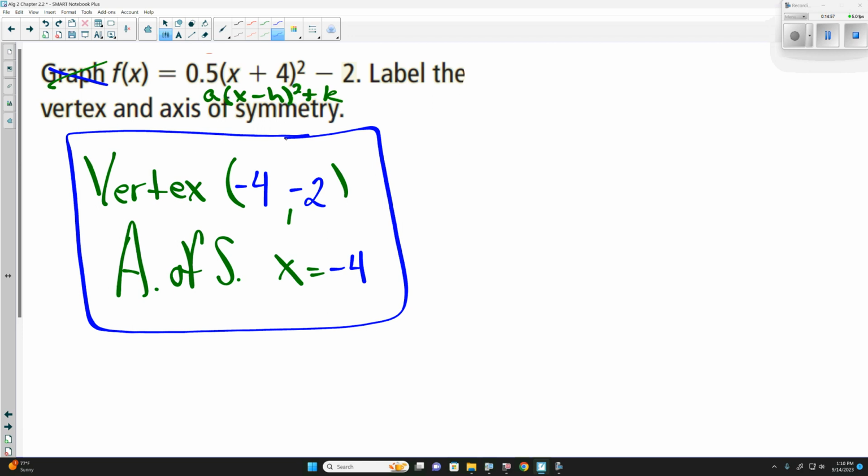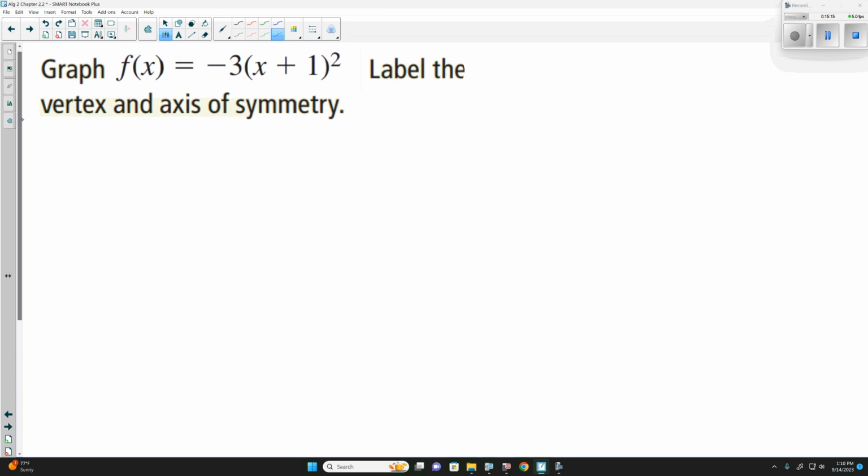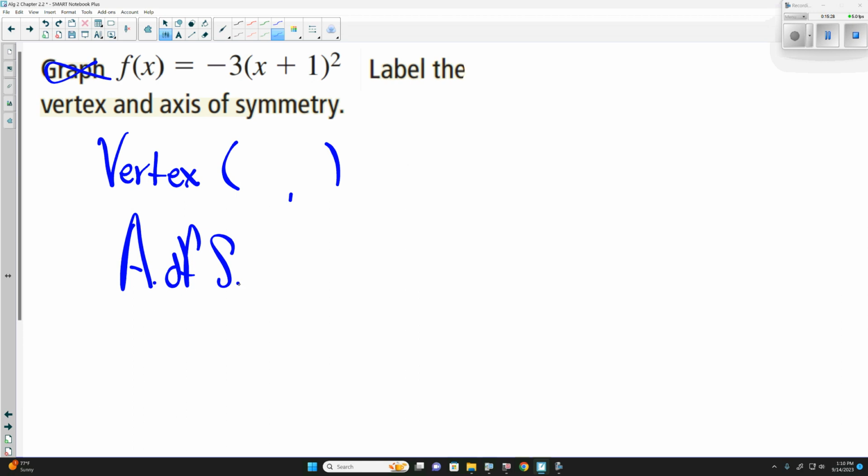Questions on this here? Questions on any of this here so far? Let's look at the next one. F of x equals -3x plus 1 squared. We're not graphing. We just want to find the vertex and the axis of symmetry.